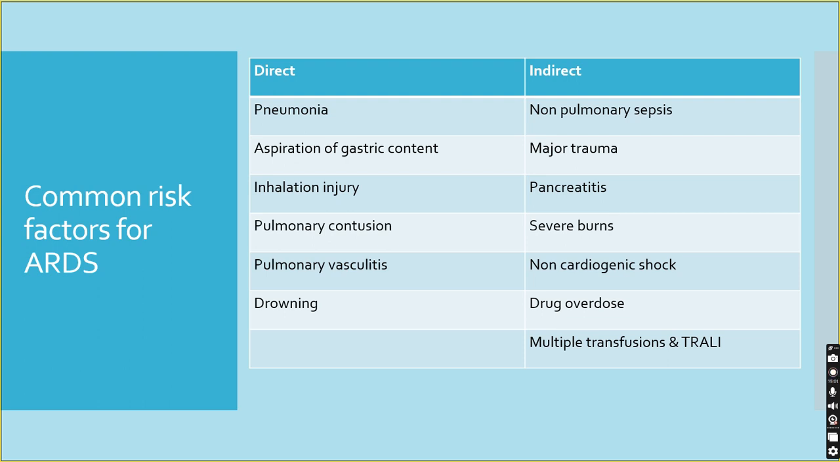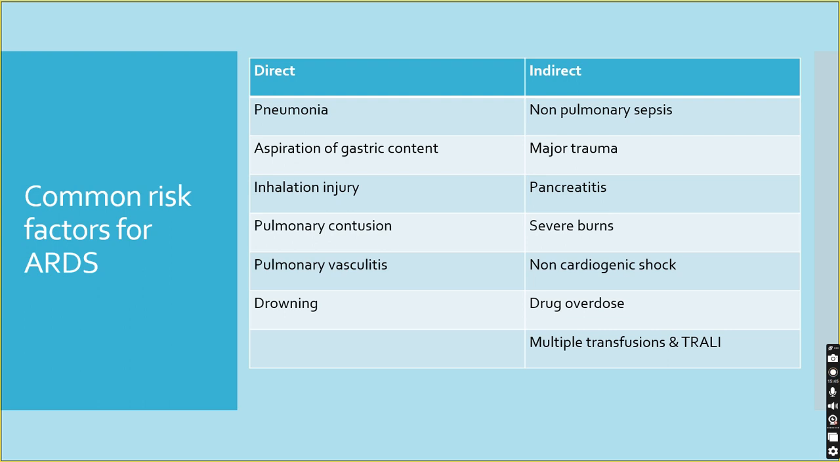So, as we all know, what are the common risk factors for developing ARDS? There is some direct injury to the lungs, which includes pneumonia, either bacterial or viral pneumonia, community-acquired pneumonia, or hospital-acquired or ventilator pneumonia, aspiration of gastric content, sometimes inhalation of toxic agents, pulmonary contusion, pulmonary vasculitis, and even drowning can cause direct lung injury, and direct injury will cause ARDS.